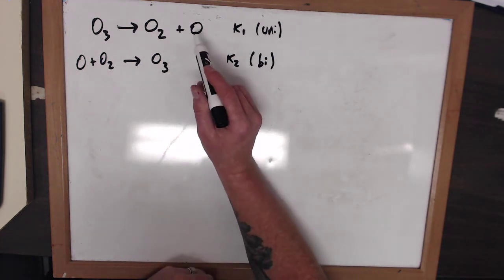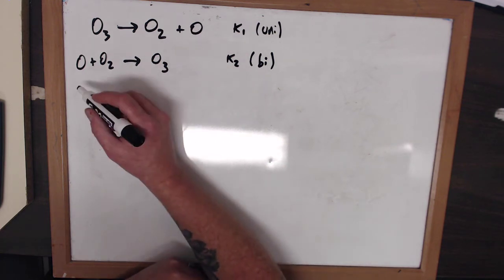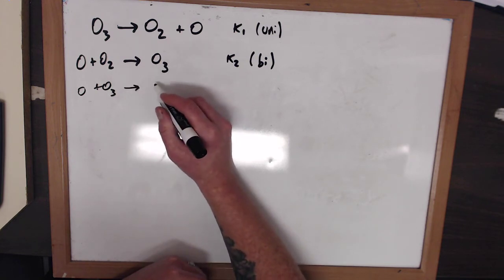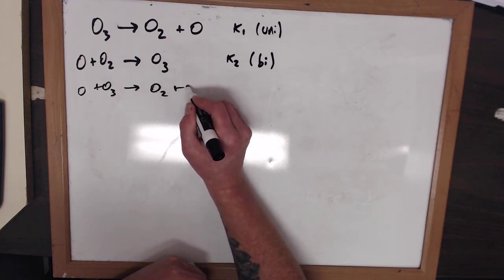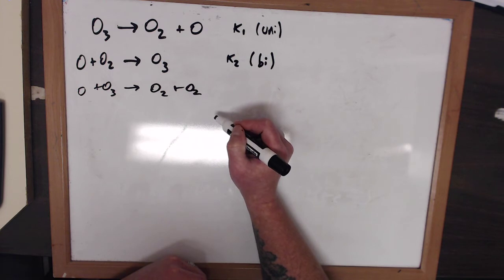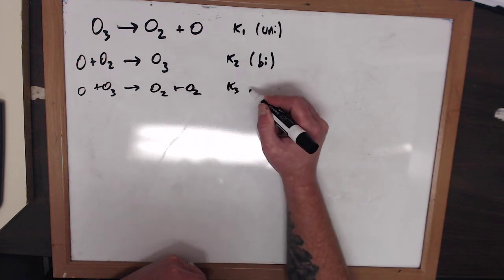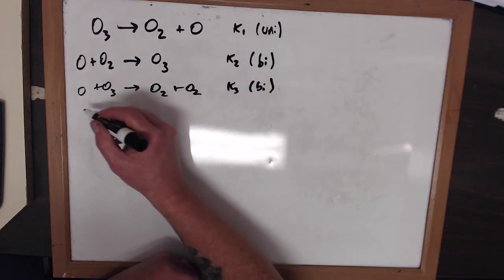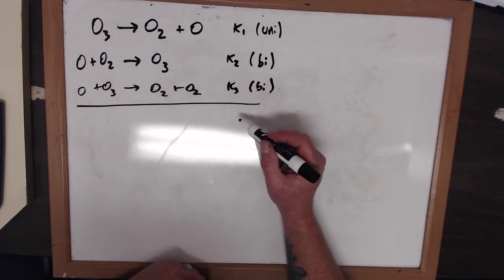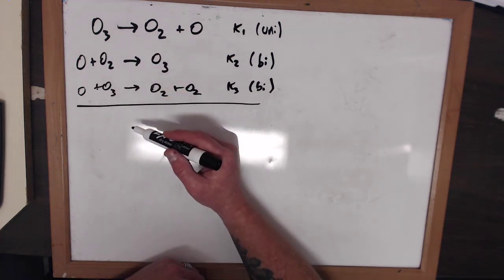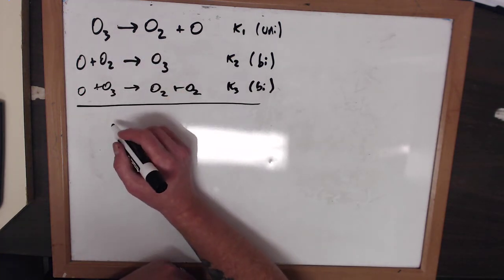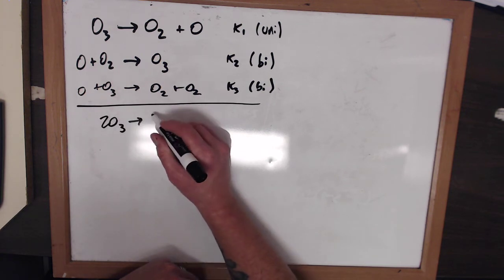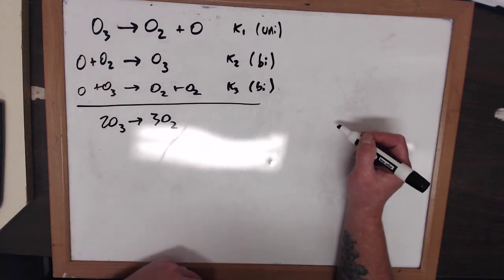There's also another pathway that the oxygen atom can do. It can react with an ozone, and that can create two oxygen atoms. And that happens at rate constant k3, and for now we'll also call that the bimolecular decomposition. And if we were to then balance this out, and then considering the branching ratios, our overall reaction would be 2 ozones decompose into 3 O2s.